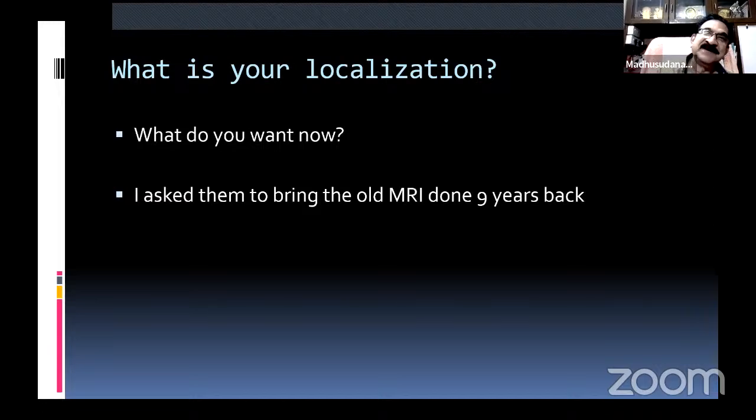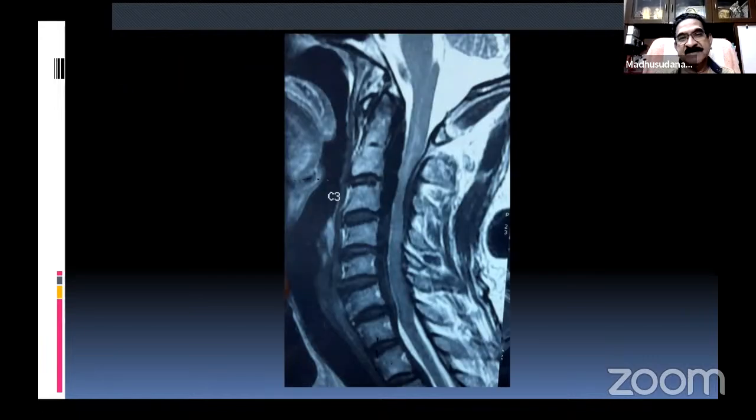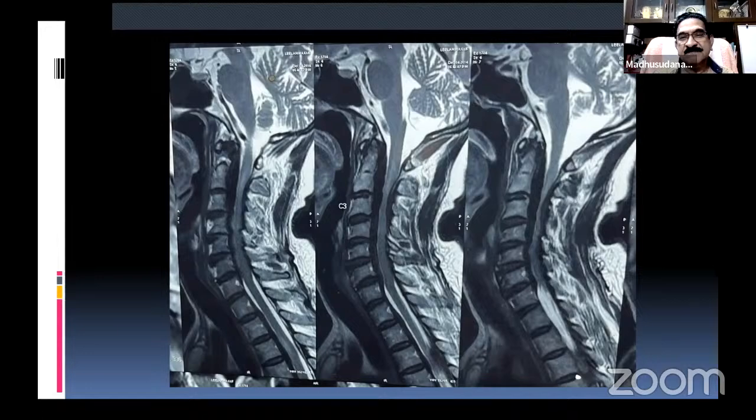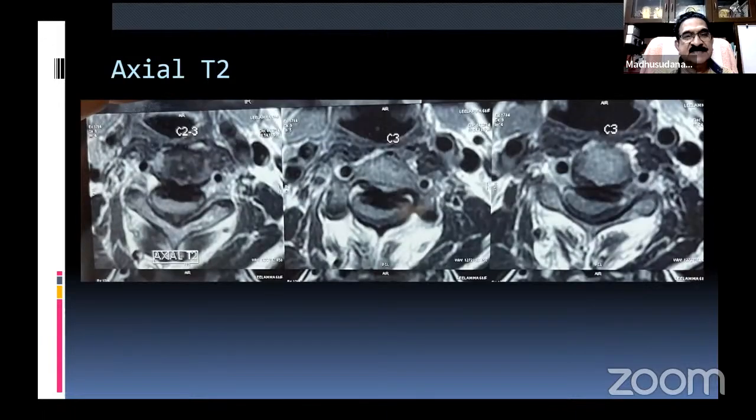So what I did was, first thing I wanted was to bring all her MRIs back. The person brought the MRI which had been taken 9 years back. So this MRI, which I'm going to show now, was taken in 2014. This is the MRI at that time. There is some lesion anteriorly and posteriorly, a long hypointense lesion in the upper cervical cord. This is the axial T2, so the hypointense lesion anteriorly is compressing the cord. This was 9 years back, remember.